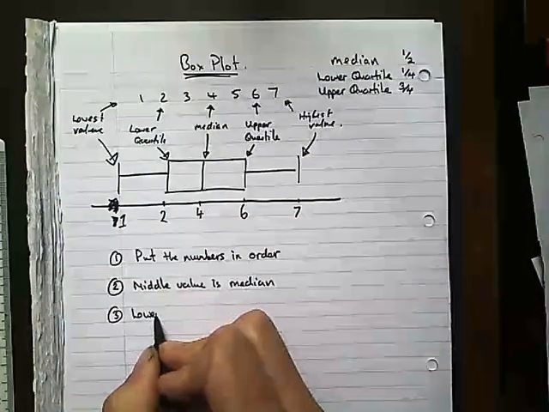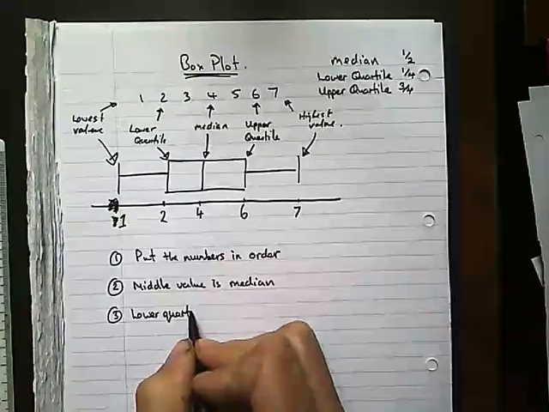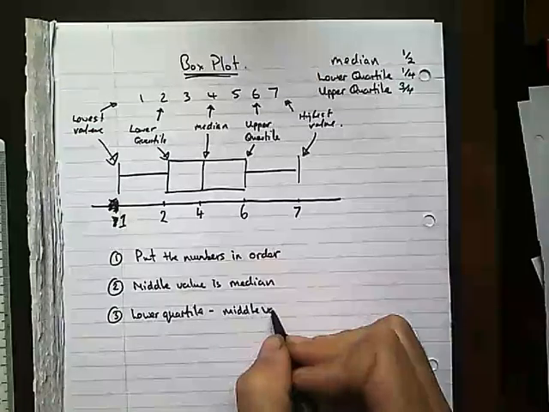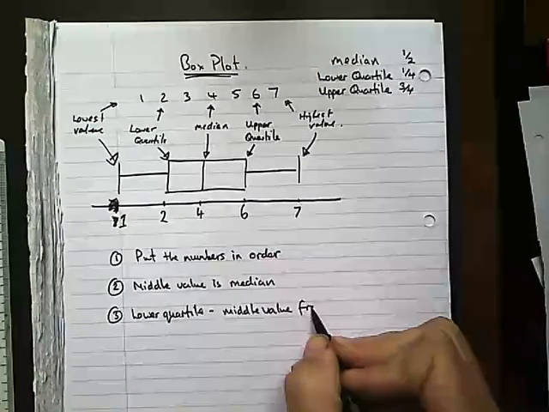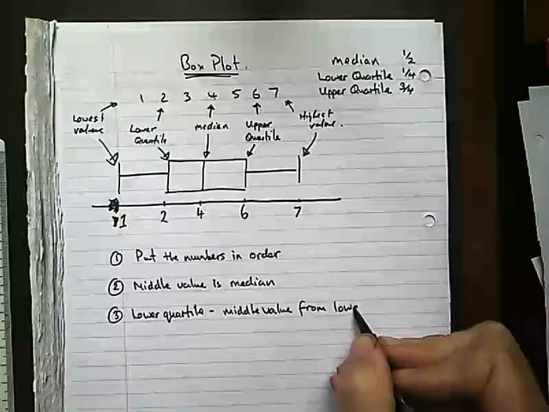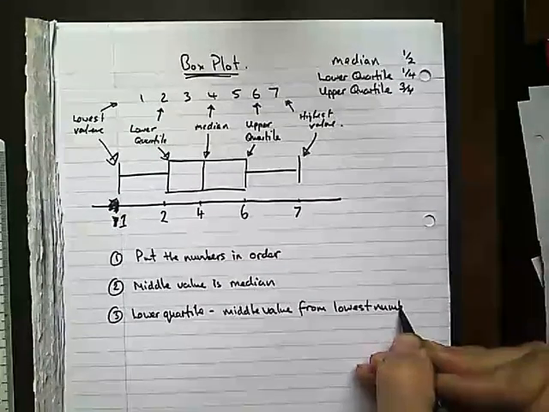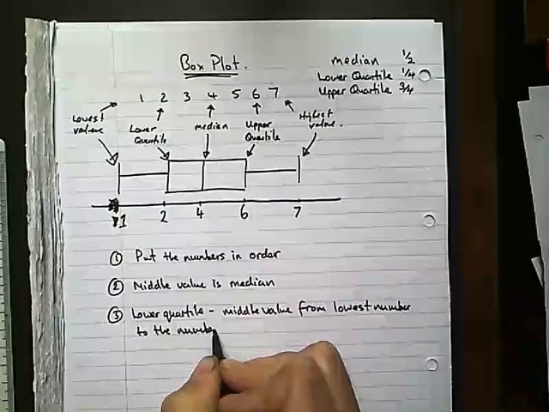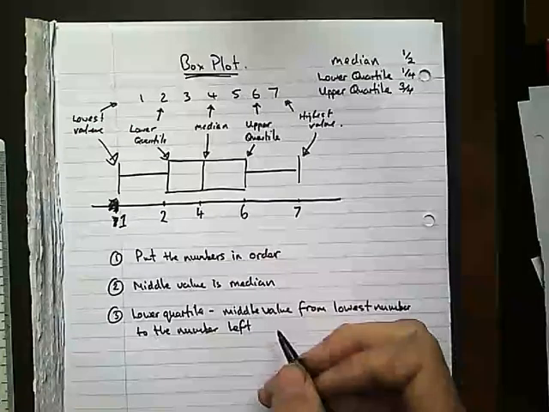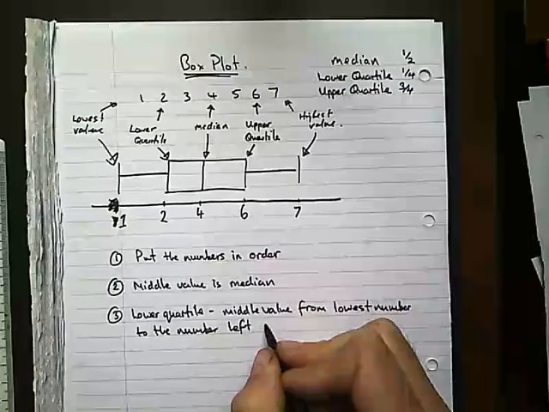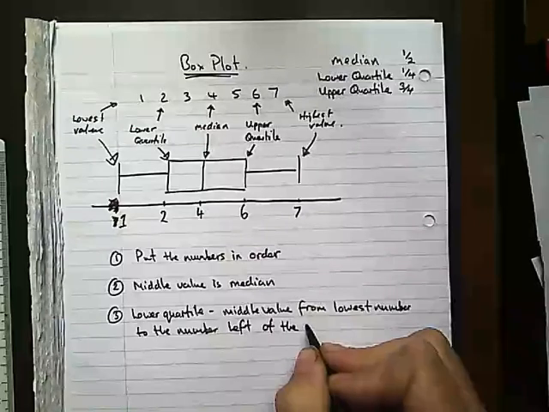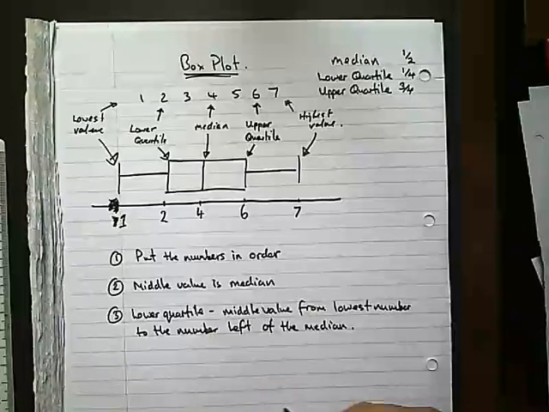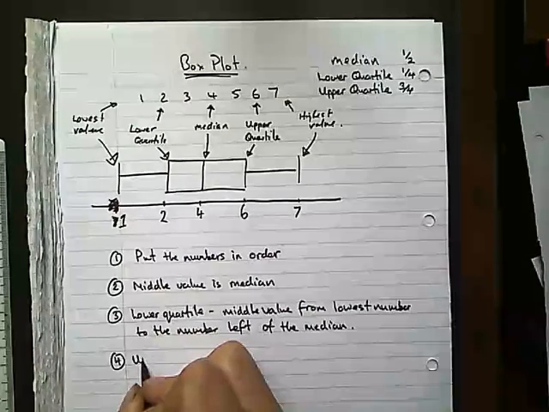So the lower quartile, and that's the middle value from the lowest number to the number left of the median. And the same, but just in the other way round, for your upper quartile.